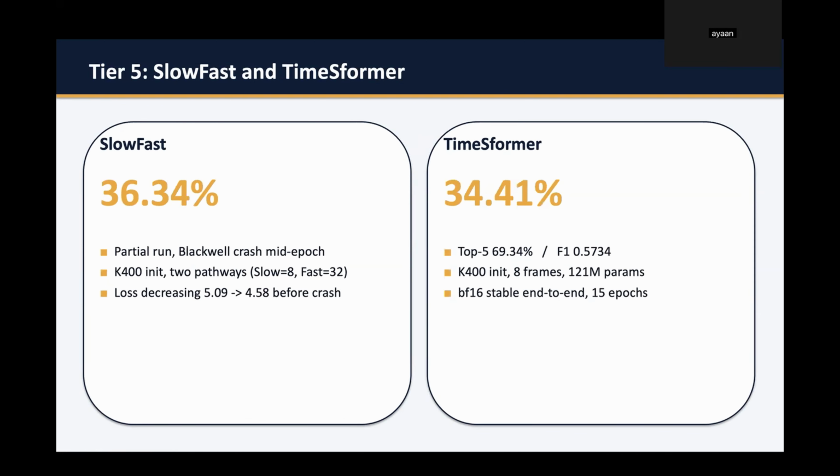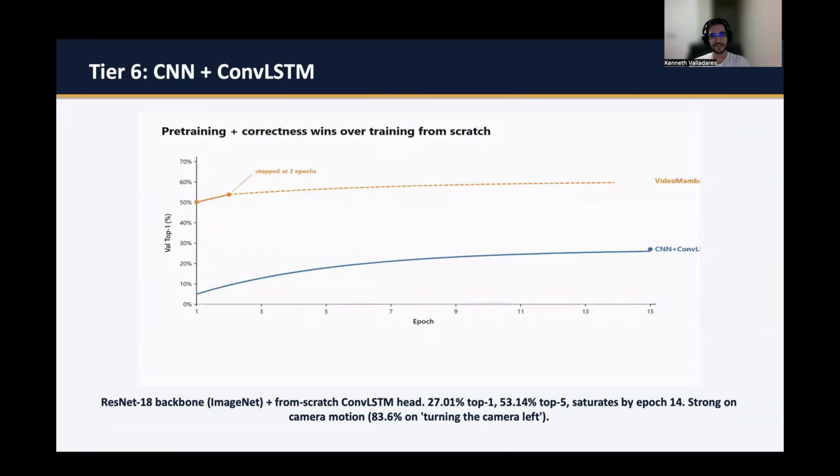because this was like a scratch model. Yeah, and just to go over the SlowFast and TimeSformer models, the SlowFast performs slightly better than TimeSformer, even with the crash mid training. These were both run on 5090s for roughly 15 epochs. SlowFast was initialized with 8 frames for the slow path and 32 for the fast one. And the loss was steadily decreasing and then leveling out as it crashed. The top five accuracy was 69.34%. F1 was 0.5.